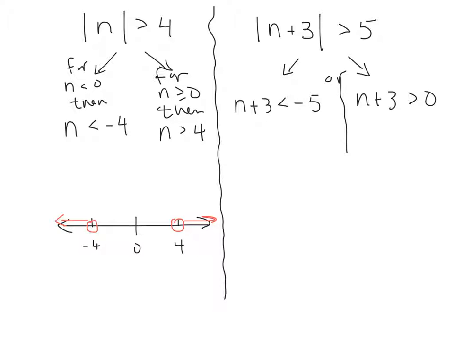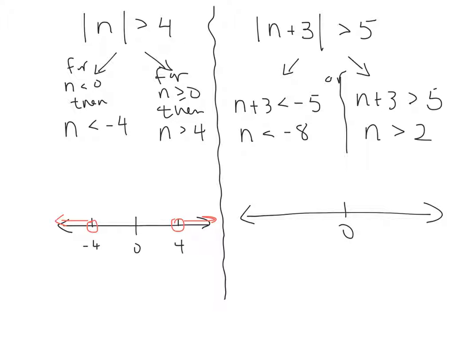So we get these OR statements. Subtracting 3 from both sides gives us n has to be less than -8. And over here, I'm sorry, this should be 5. I'm not sure where I wrote 0. When we subtract 3 from both sides, we're going to get n has to be greater than 2. This looks like the following on the number line. And here's -8, and here's 2. And we're going to get an open circle. So everything below -8 works, and we'll check that in just a moment, and everything above 2 works.